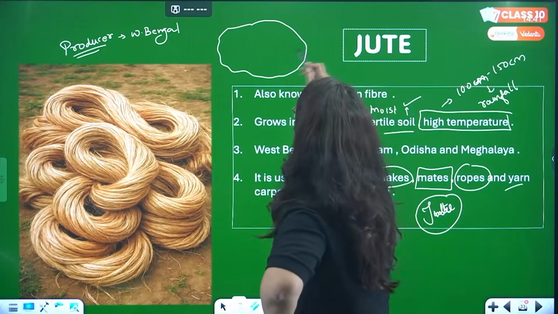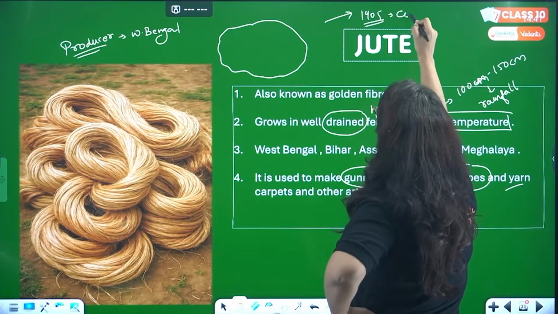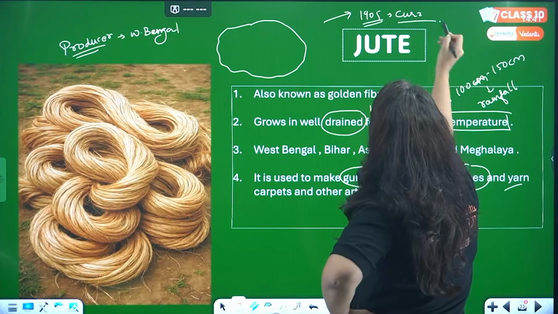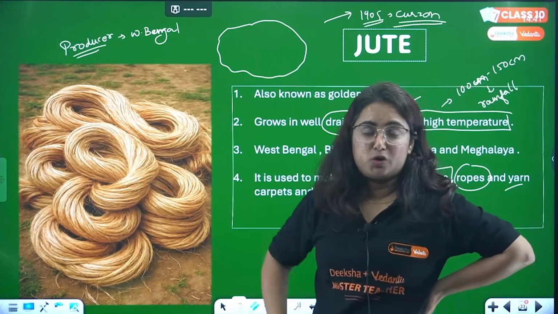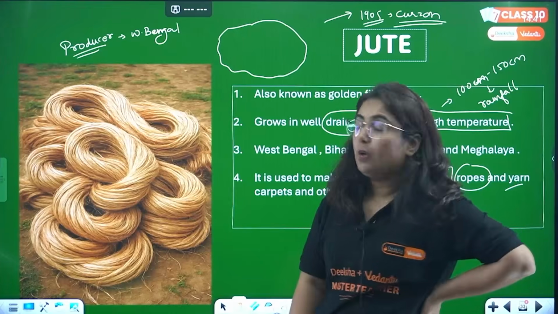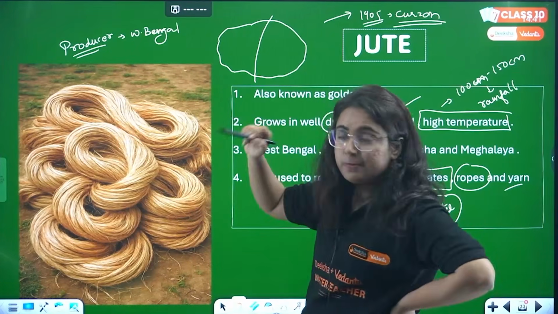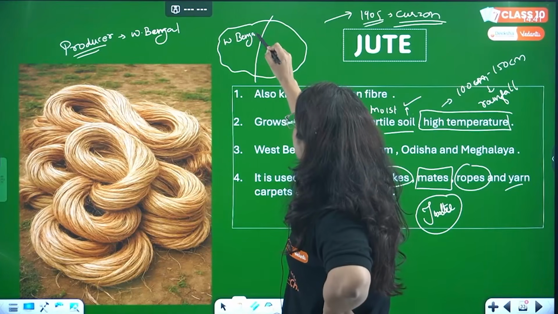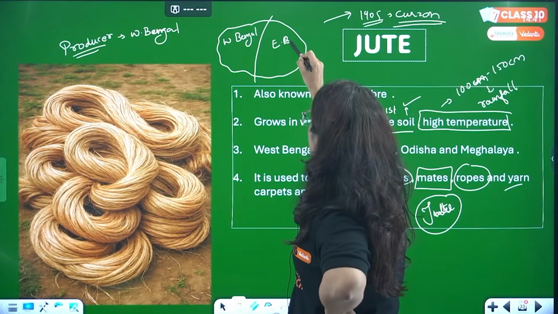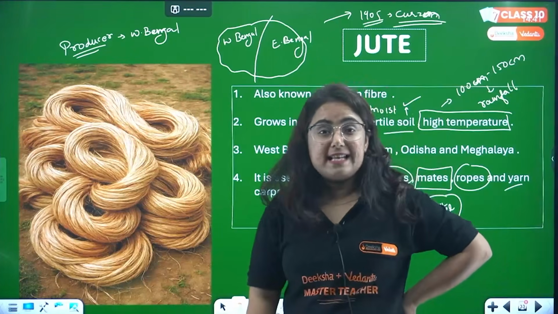So beta, what happened, if you remember, in 1905 it was Lord Curzon. Okay, some history came into geography, but yeah. It was Lord Curzon who divided Bengal into two parts, named this one as West Bengal and this one as East Bengal.